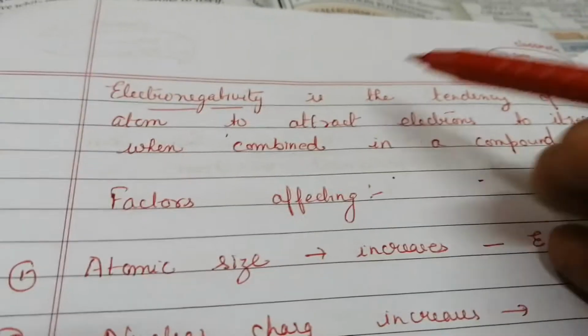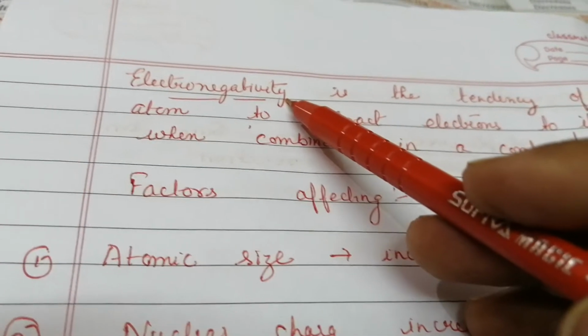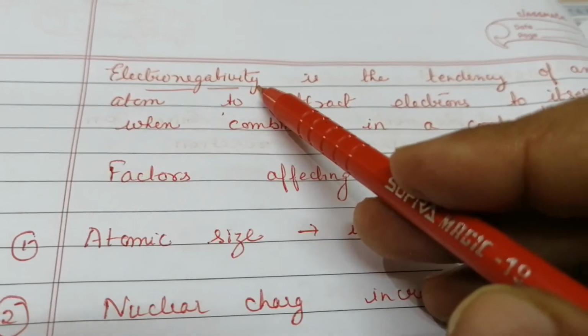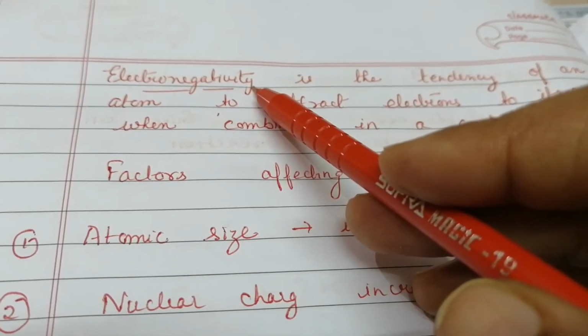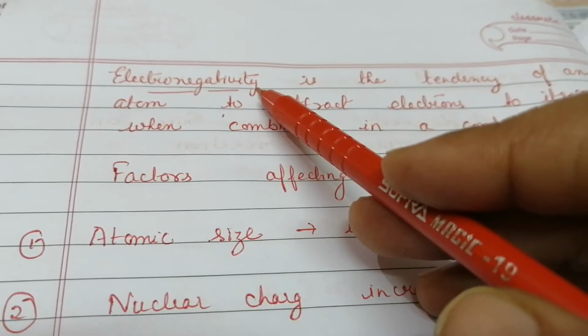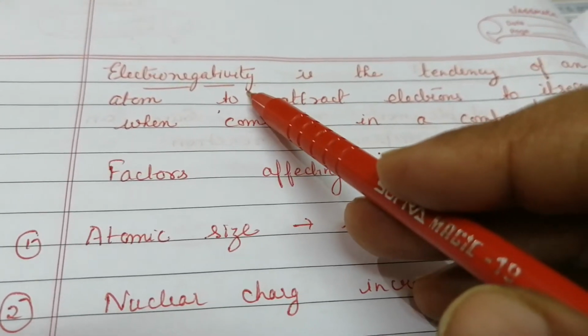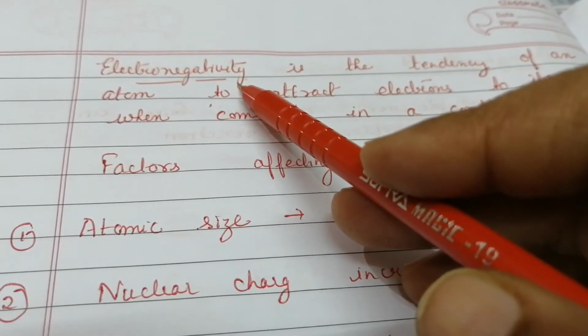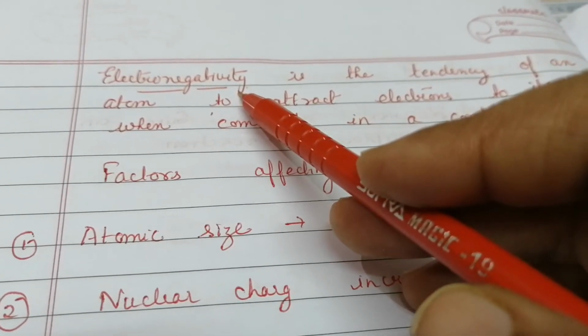Now we are going to talk about electronegativity. It is one of the periodic properties that we were talking about yesterday. We talked about atomic radius, ionization potential, electron affinity. Today we are going to talk about electronegativity. So let us talk first about the definition of electronegativity.